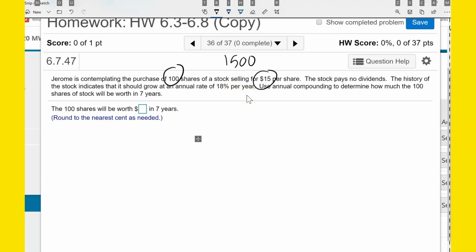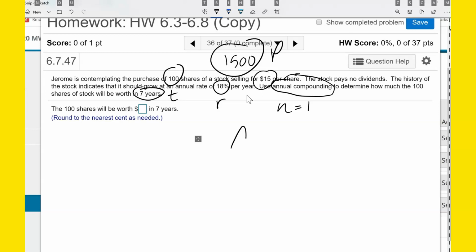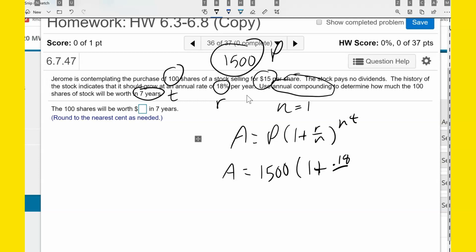So there's R. So 1,500 is P. 18% is R. Use annual compounding. Annual compounding means once per year, so N equals 1. To determine how much the 100 shares of stock are worth in 7 years, so there's time. So A equals P times (1 plus R over N) to the NT. Just plug in the values. We're looking for the final amount. Principal's 1,500. 1 plus 18% is 0.18 as a decimal.